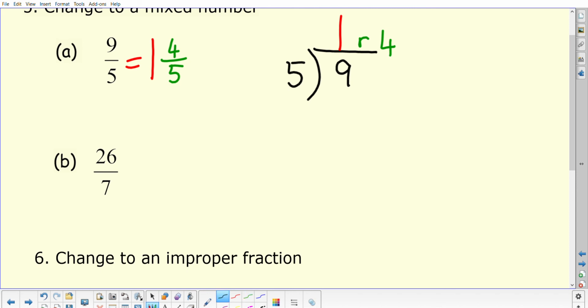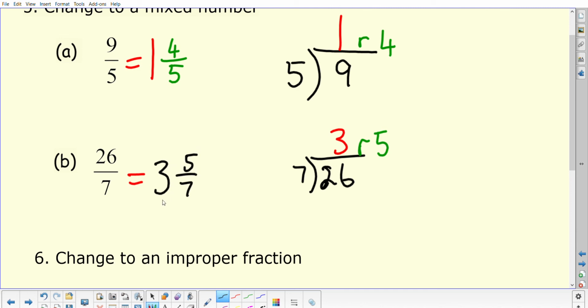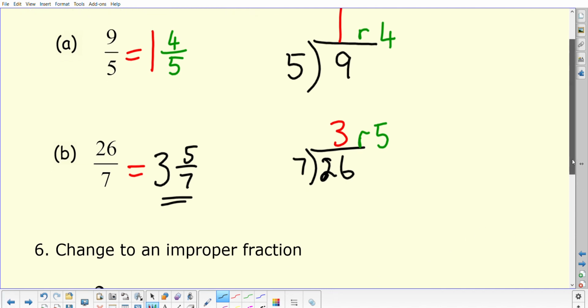For 26 sevenths, you would do 7 into 26. 7 goes into 26 3 times, and we are then left with 3 sevens are 21. You're left with 5 left over. That means that you can then write this as 3 5/7. That's your fraction. So they're just equivalent forms of the same thing as each other.